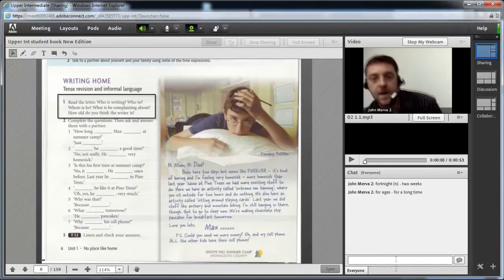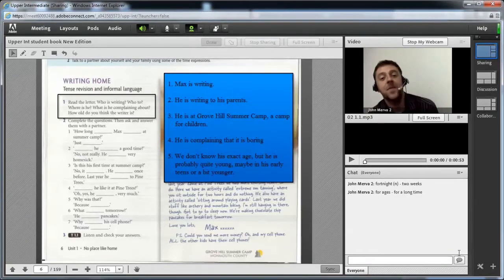Okay, so let's look at those answers together then. As you can see, once again, I have put the answers up in a box on the screen, so let's just look at those together. So who is writing? Max is writing. He's a boy named Max. He's writing to his parents. We can see that it says Mum and Dad at the beginning. He's at Grove Hill Summer Camp.